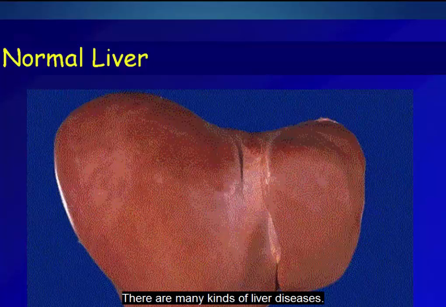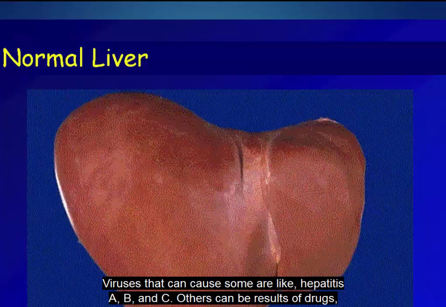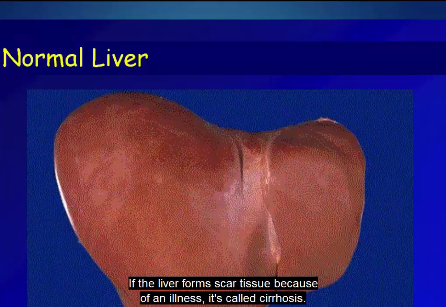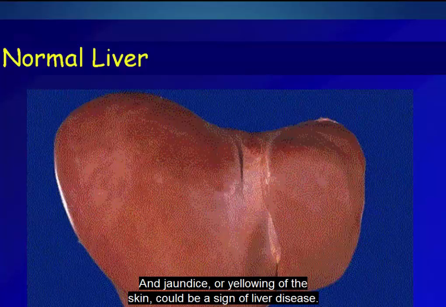There are many kinds of liver diseases. Viruses that can cause some are like hepatitis A, B, and C. Others can be results of drugs, poisons, or drinking too much alcohol. If the liver forms scar tissue because of an illness, it's called cirrhosis. And jaundice, or yellowing of the skin, could be a sign of liver disease.